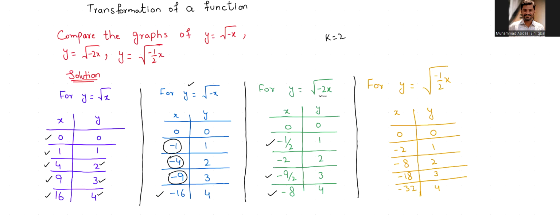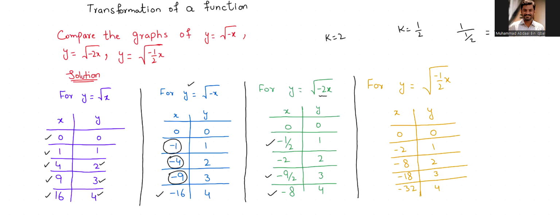If you notice, all the y values are the same in all of these tables. Okay, if y is equal to square root of -1 over 2x, here we have the k value, that is k is equal to 1 over 2. The factor we need to multiply is 1 over 1 over 2, so this is 2. We need to multiply 2 with all of these x values.